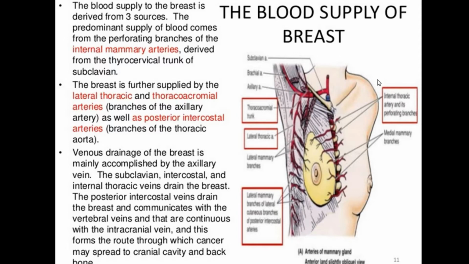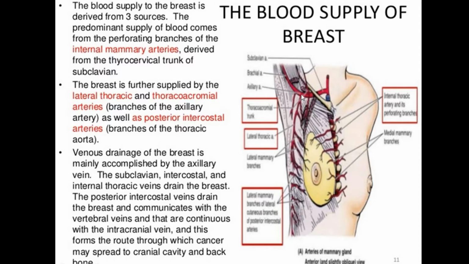The three branches arise from the axillary artery, the internal mammary artery, which is a branch of the subclavian artery, and the branches from the posterior intercostal arteries. So these three main sources are the basic main supply of the breast tissue.